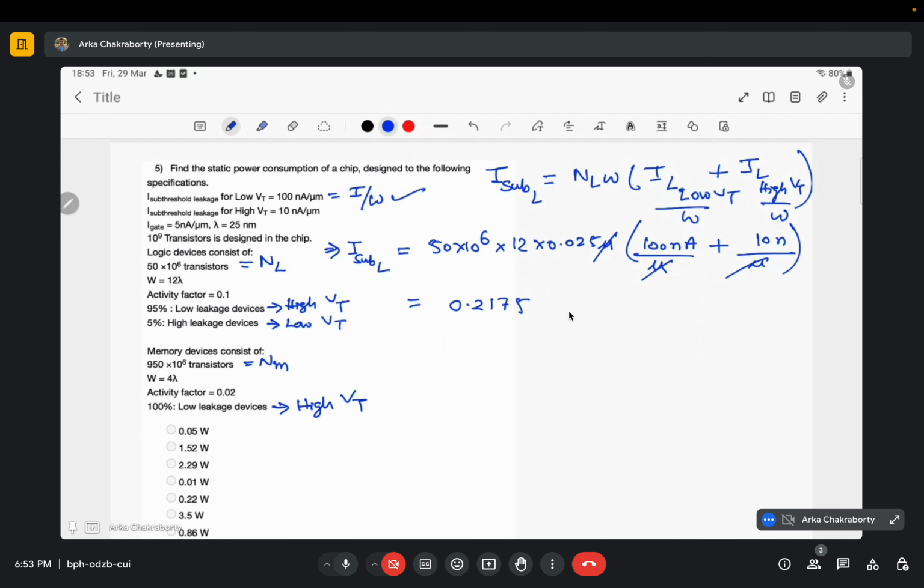And one more thing, I have to consider the total number of transistors that are low VT and high VT in each case, right? So there will be another term here. As 5% of the devices are low VT devices, I have to multiply by 0.05, that is 5%, correct, plus for 10 nanoampere, that is high VT, 95% of the devices, so 0.95.